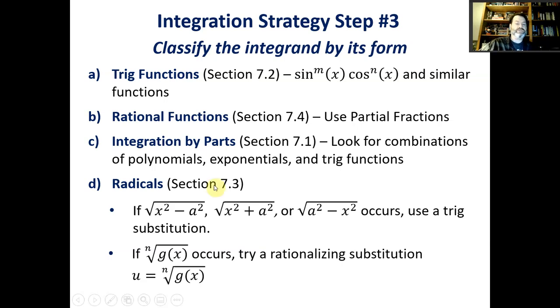And radicals, right? We saw how to deal with radicals in section 7.3. Anything of these forms is a trig substitution. And you could use a rationalizing substitution if you have just the nth root of something. Just try that as the substitution. So step 3 is based on how the integral looks. And all of these look very different. So simplify if you can, use substitution if you can, and then choose the form if those don't work.